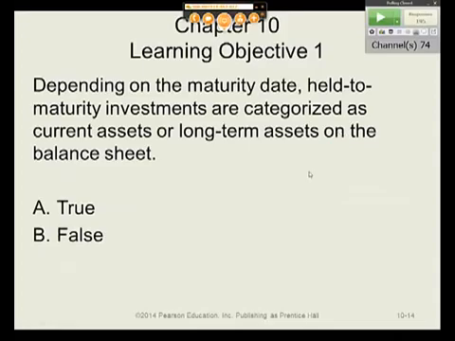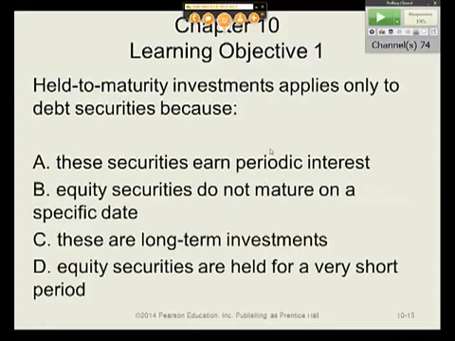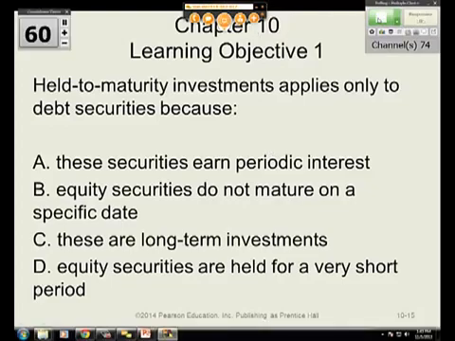Okay, I'm going to skip the next one. By the way, that one is true. All right, here's one. Held to maturity investments applies only to debt securities. That is correct, but why? And then I'll answer your question about preferred stock in a minute. Someone had a question about preferred.